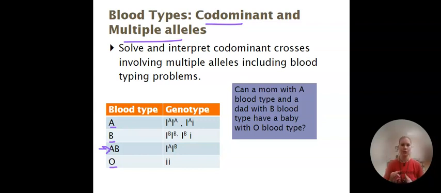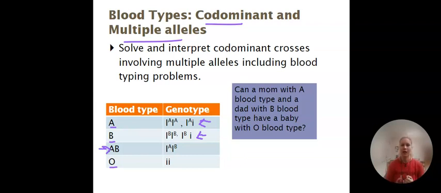So you might have to be able to set up a Punnett square for blood type. So just remember that you can be homozygous dominant for blood type A or heterozygous dominant for blood type A. Same thing for blood type B. Okay, you can have 2 big B's or you can have a big B and a little i, okay, which is the O.